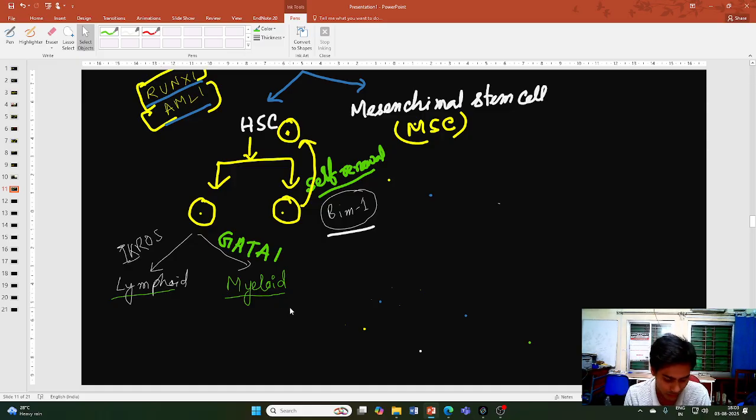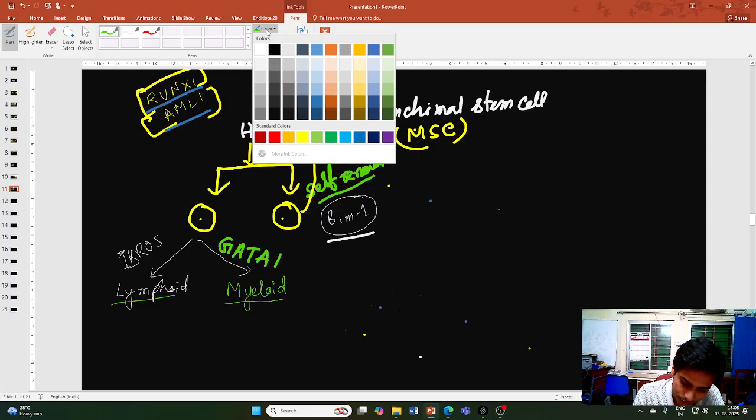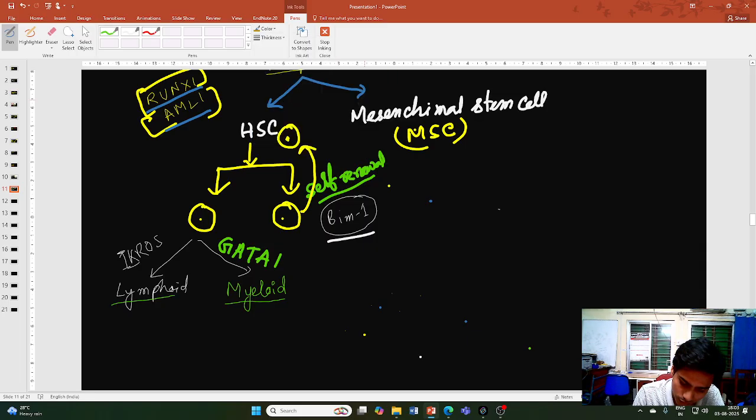Now I go to the lymphoid part. Further differentiation gives one that will be the dendritic cell, another will be the B cell, another the T cell, and the NK cell.